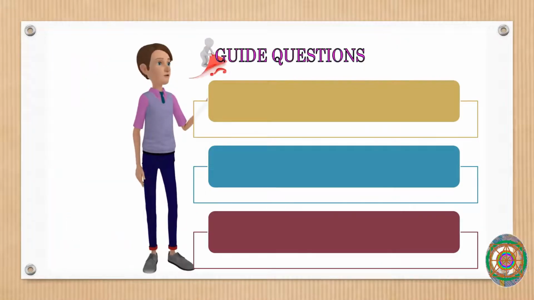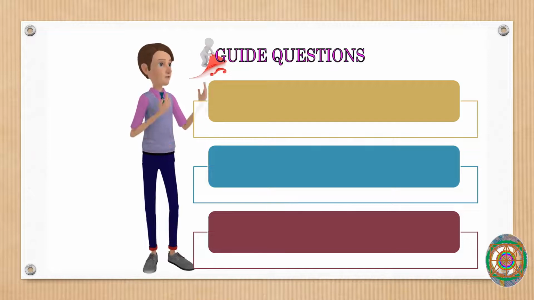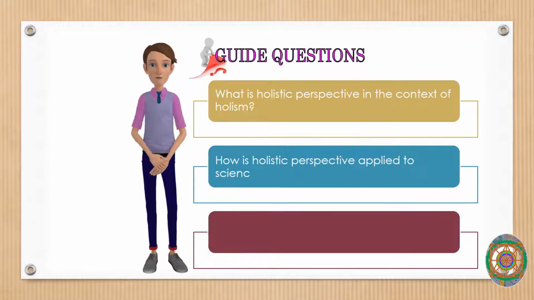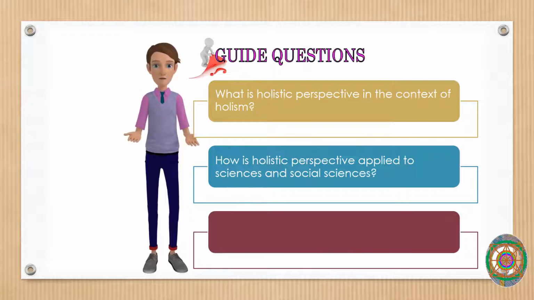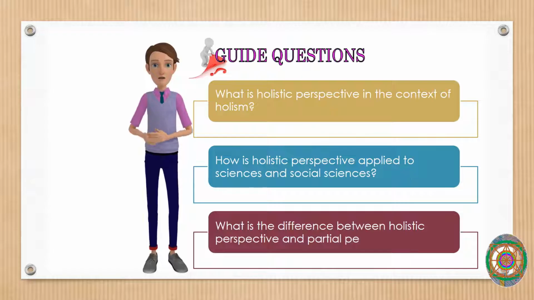To facilitate the discussion of the lesson, here are the guide questions. 1. What is holistic perspective in the context of holism? 2. How is holistic perspective applied to sciences and social sciences? 3. What is the difference between holistic perspective and partial perspective? Answer them after each subtopic.